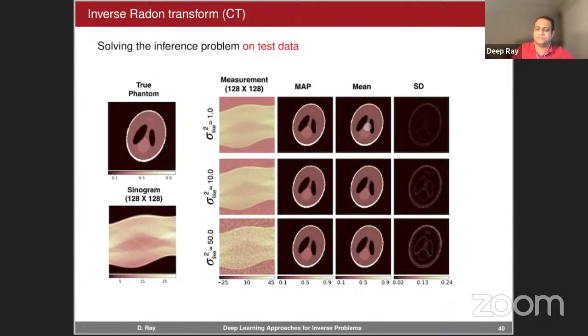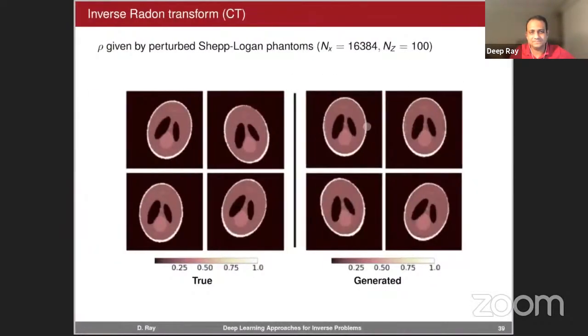Okay. So, yeah. Deep, I have a question. What about, if you do like, what's the size of your data? Yeah. So typically for many of these problems, the size of the data is like 8,000 or 10,000 samples of phantoms, right?